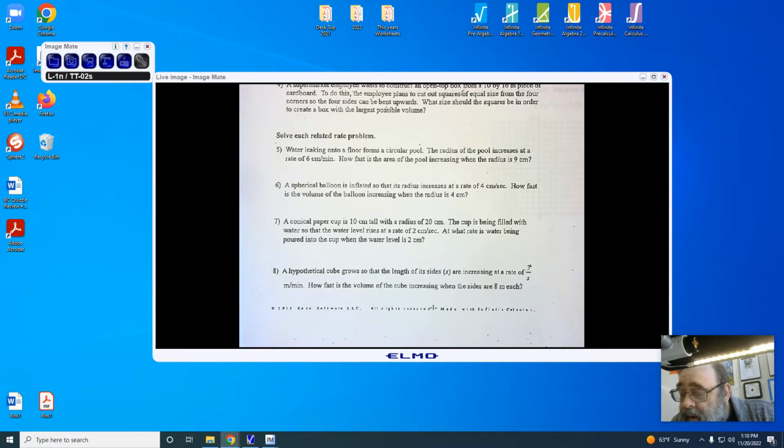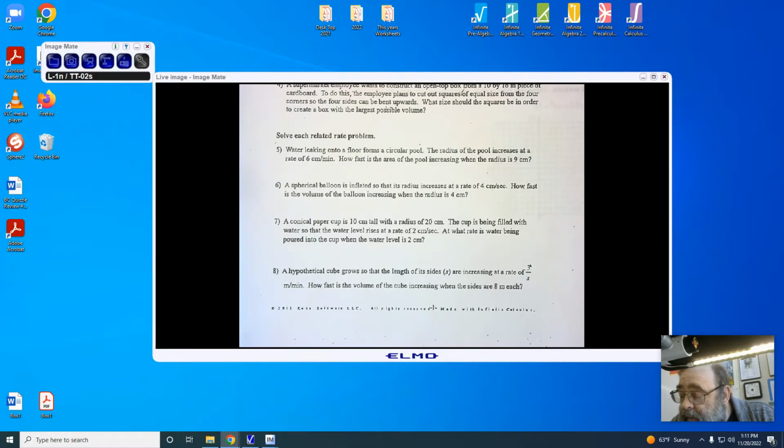Here we go. Water leaking onto a floor forms a circular pool. The radius of the pool increases at a rate of 6 centimeters per minute. How fast is the area of the pool increasing when the radius is 9 centimeters? A spherical balloon is inflated so that its radius increases at a rate of 4 centimeters per second. How fast is the volume of the balloon increasing when the radius is 4 centimeters?